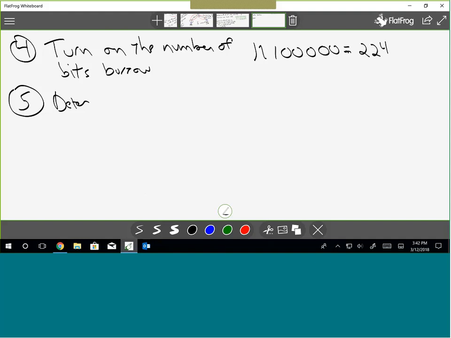So we're going to determine the new subnet mask. Now, how do we do that? You take the default mask and add to it what you borrowed. So the default mask for class C is 255, 255, 255, and then add to it 224. That's the new mask when you borrow 3 bits.